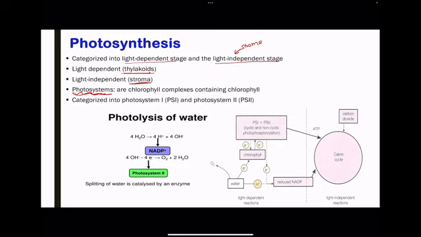Photosystems are complexes containing chlorophyll. It means within the chloroplast we have the thylakoids, and within the thylakoids we have those photosystems where chlorophyll molecules are going to be contained. So these photosystems are categorized into two. There is photosystem 1 as well as photosystem 2, as we're going to see here.